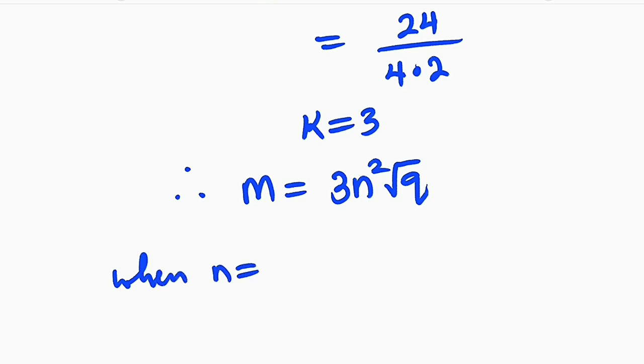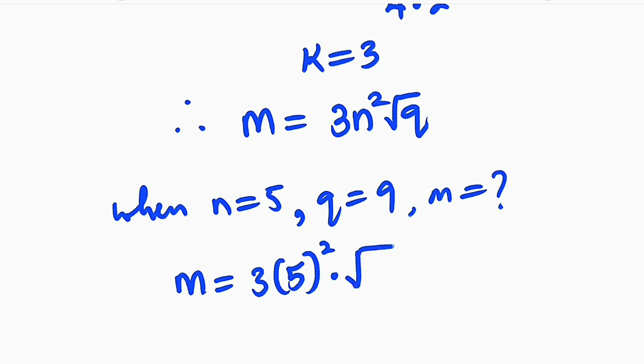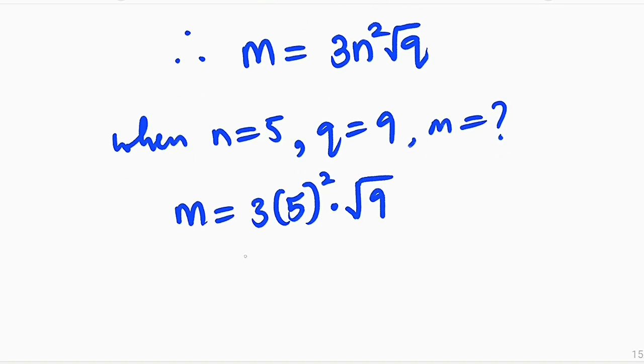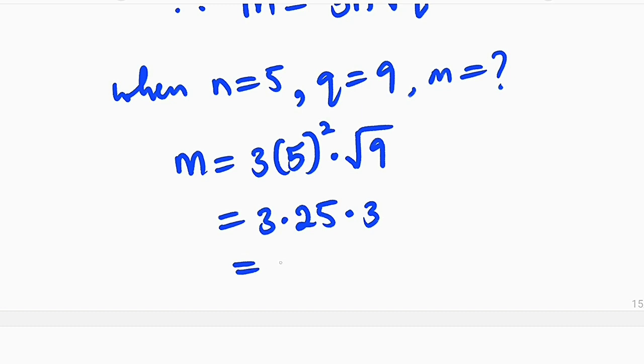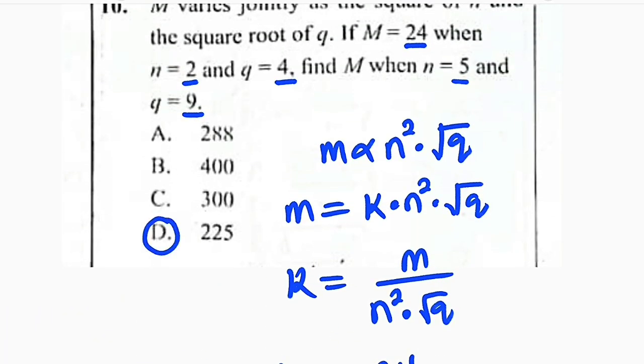When n is equal to 5, q is equal to 9, and we are looking for m, we have m equal to 3 multiplied by 5 squared multiplied by the square root of 9. This is equal to 3 multiplied by 25 multiplied by 3. Altogether, we have 225. And hence, the value of m is equal to 225. Let us check it. You can see that as option D.